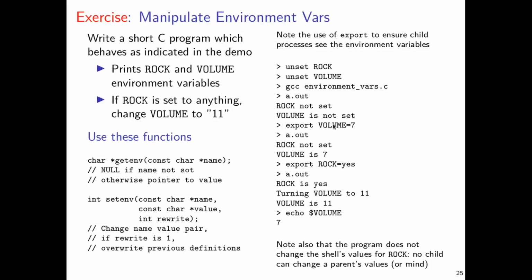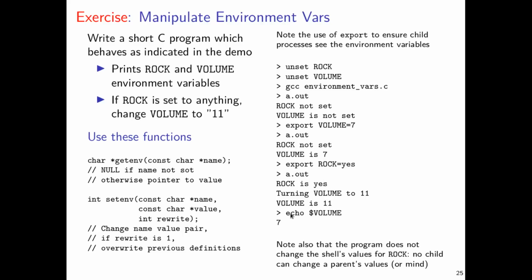I'll export the definition of volume equals 7, and that guarantees then any sub-processes, any programs that are run from this shell, will be able to see that definition. Rerunning the same program without recompilation at this point will actually report what the volume is. It's set to 7 right now. And if I export this rock variable to be yes, running a.out at this point will actually change volume to 11. It was 7. It's being changed here to 11 and then printed out at the end of the day.